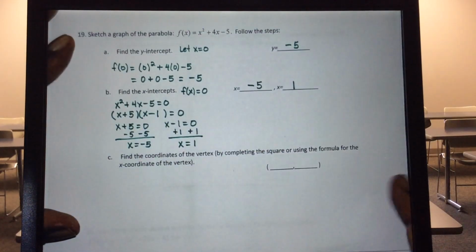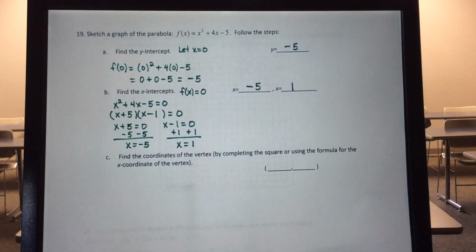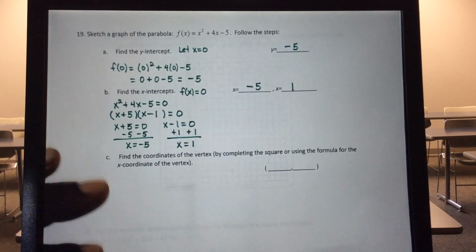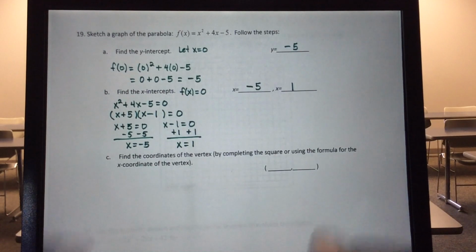That means those are the points where the graph of that parabola will be crossing the x-axis at -5 and 1. Now part C is finding the coordinates of the vertex. Now, we're not going to worry about that completing the square part.